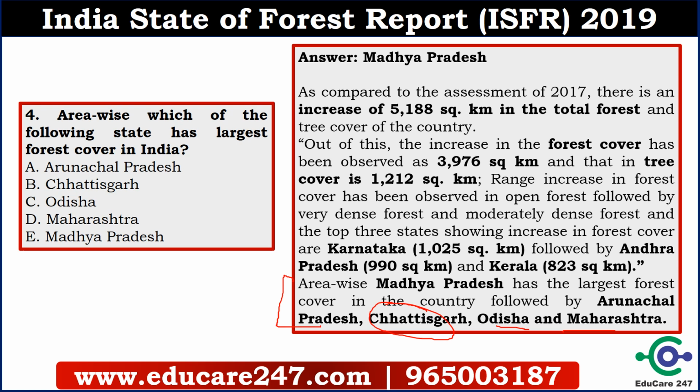Let's see some important facts about the 2019 report. This year, the total forest cover has increased by 5,188 square kilometer compared to 2017. And in this, the forest cover has increased by 3,976 square kilometer and the tree cover has increased by 1,212 square kilometer. So these are very important facts.